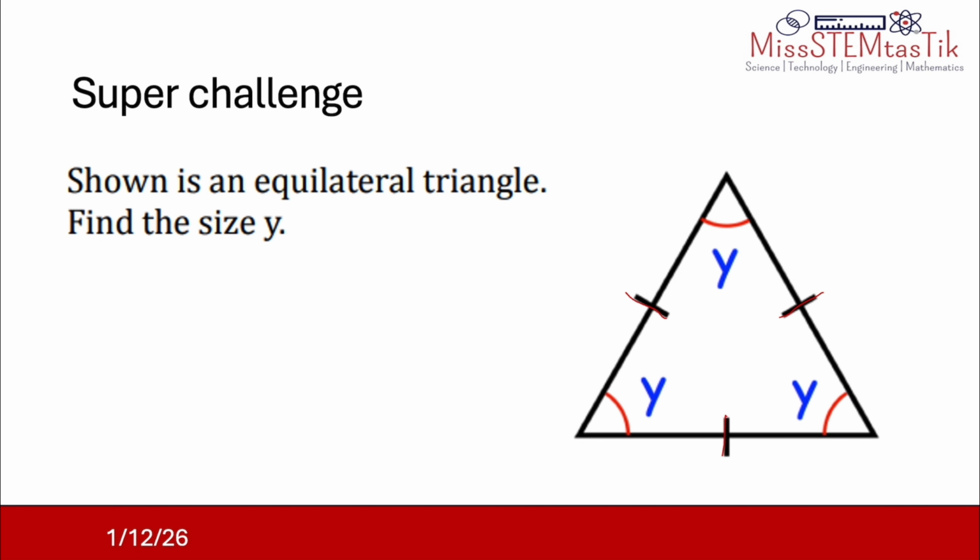Shown is an equilateral triangle. Find the size y. An equilateral triangle has three equal sides, and therefore they have three equal angles. So 180 degrees divided by 3 gives us 60 degrees, and each of these angles is worth 60 degrees. So therefore y is 60 degrees.